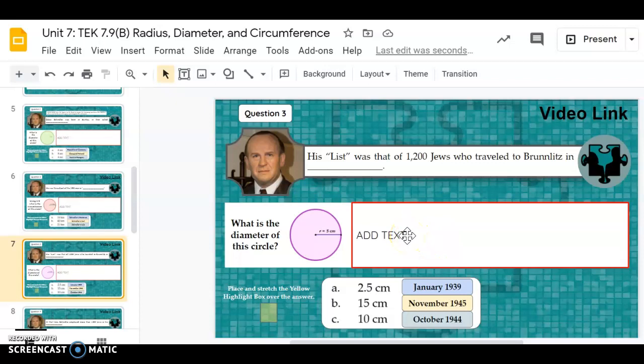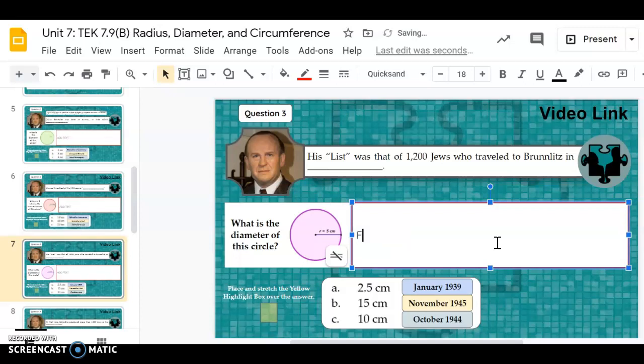So what I'm going to do is, because I don't want to walk you through everything and you just follow the videos of what I'm doing, I'm going to help you by adding the formula. The formula for finding the diameter is D equals 2R, or 2 times the radius. Now, they give you the radius, R equals 5 cm.